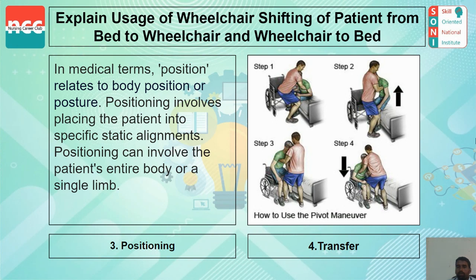Now we will talk about transfer. We have earlier talked about transfer, that a HHA can transfer a patient from one place to another with the help of a wheelchair, with the help of crutches, and with the help of a stretcher. So a HHA should be careful while transferring a patient from one place to another. So this is all about transfer.